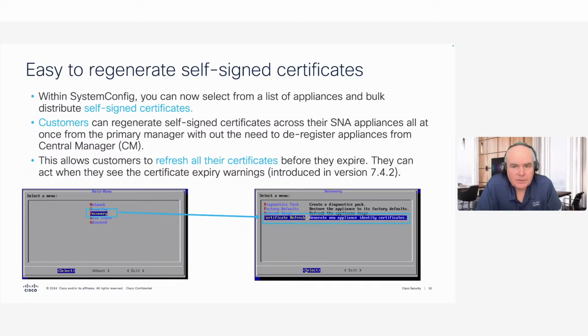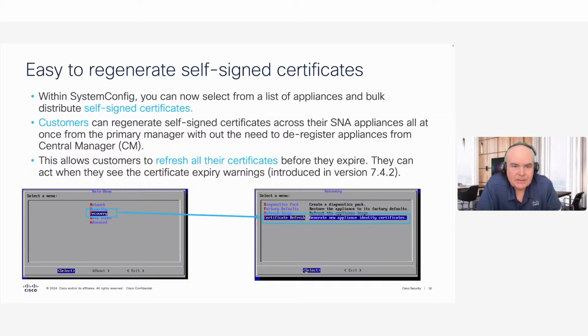So what we've done is made the process easier. In 742, we introduced a warning to tell you that it's going to expire. And then in 750, we made it easy to actually recreate or refresh all those appliance or identity certificates on appliances before they expire. Obviously, you want to do it before they expire. It's a lot more painful to do it after they've expired, as you can imagine.